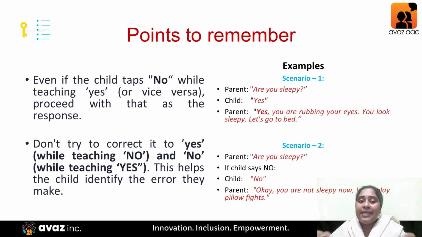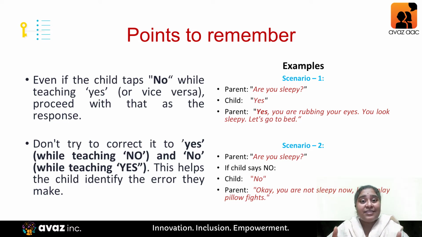For example, let us take a situation where you ask the child, "Are you sleepy?" Your child says yes, and here you reply back saying, "Yes, I can see you rubbing your eyes. I think you're sleepy. Come, let's go to bed." In the same situation, let's say you ask the child, "Are you sleepy?" and your child says no. Then you reply to this saying, "Okay, come, then let's read a book or play a game."